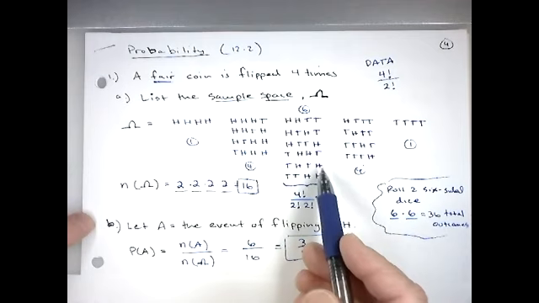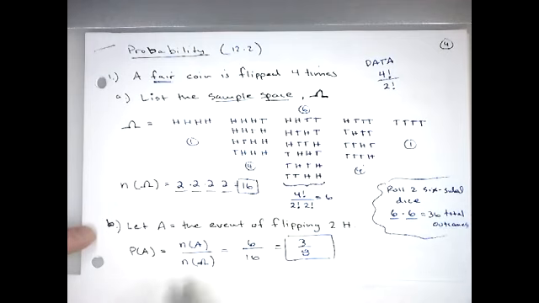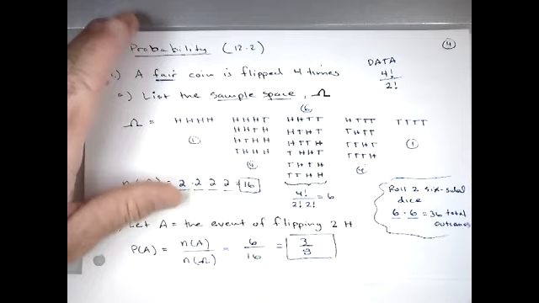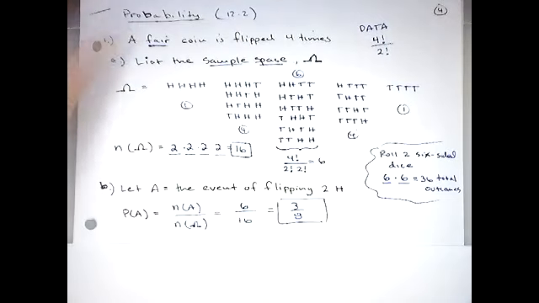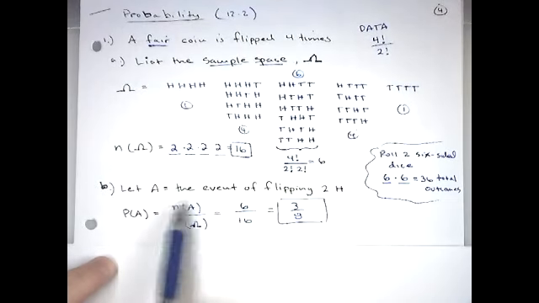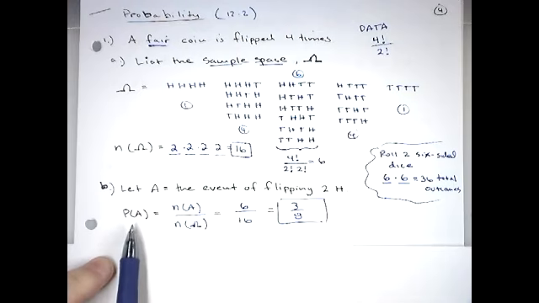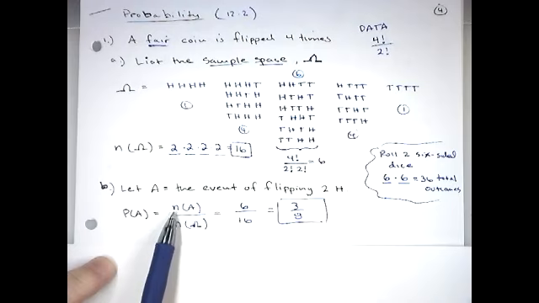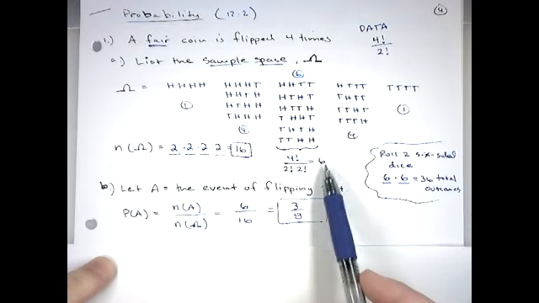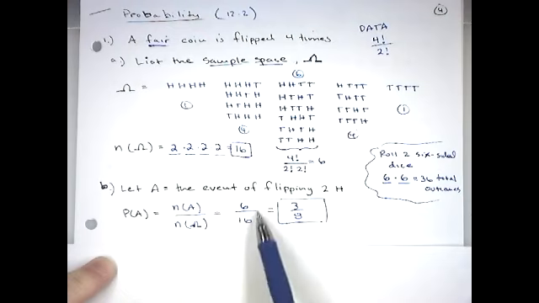Now that we have all 16 in our sample space, it's very easy to answer a probability question such as, let's let A be the event of flipping 2 heads. So the probability of A happening would be the number of ways A can happen divided by the total number in the sample space. That's our definition of probability. The number of ways of flipping 2 heads, we have them right here. That's 6 over 16 in my sample space. So that's 3/8.